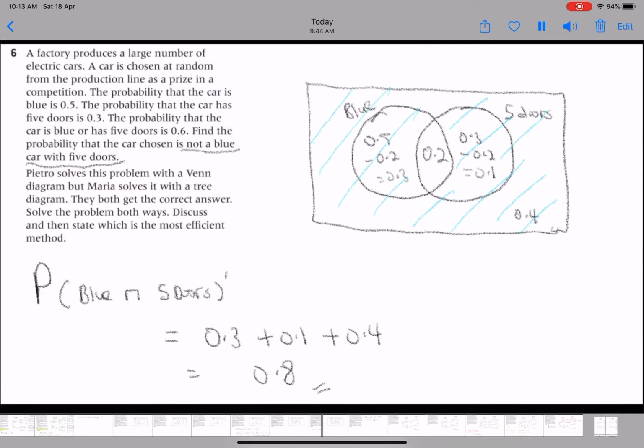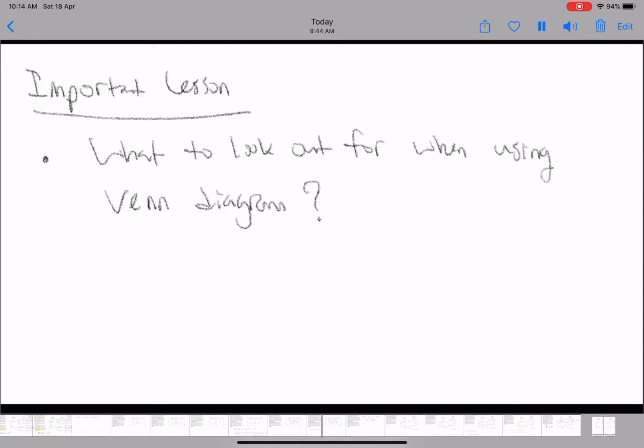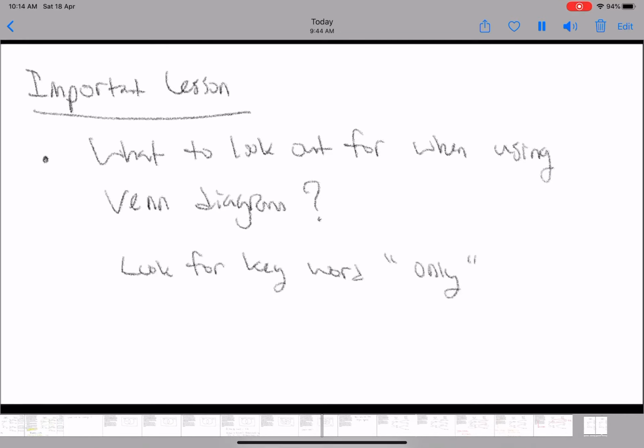Okay, now the next part. Before that, what to look out for? I have been mentioning this quite many times. Look out for the word "only".